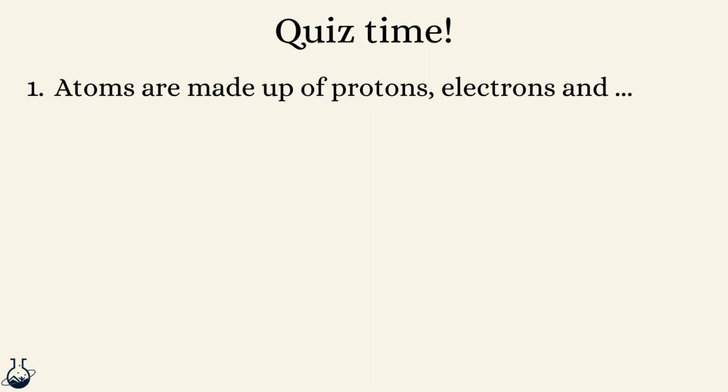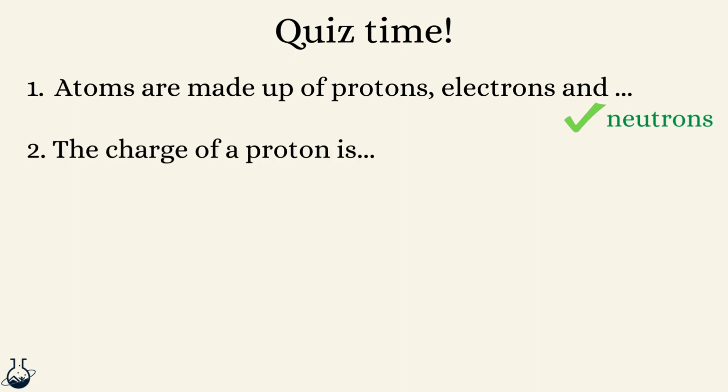Excellent stuff, guys. Let's round this up with a mini quiz to see what we have learnt this lesson. Question number 1. Atoms are made of protons, electrons, and neutrons. Give yourself a tick if you got this correct. If you didn't, remember atoms have pens. Question number 2. The charge of a proton is positive.